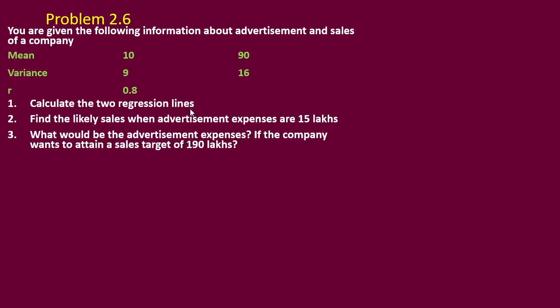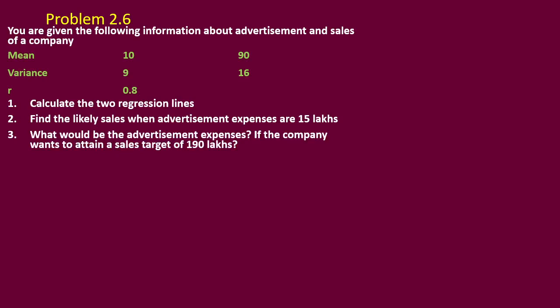Calculate the two regression lines. And the second thing, find the likely sales when advertisement expenses are 15 lakhs. So we should find out the sales when advertisement expenses is 15 lakhs. And what would be the advertisement expenses if the company wants to attain a sales target of 190 lakhs? So here, if sales is 190 lakhs, what is the advertisement cost? So the first thing is regarding regression lines, and the second two aspects are regarding the estimation.